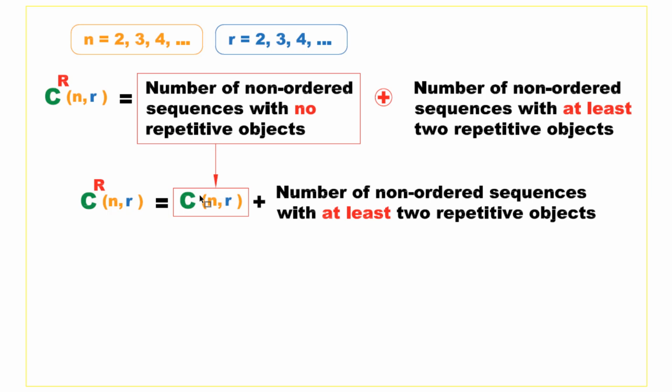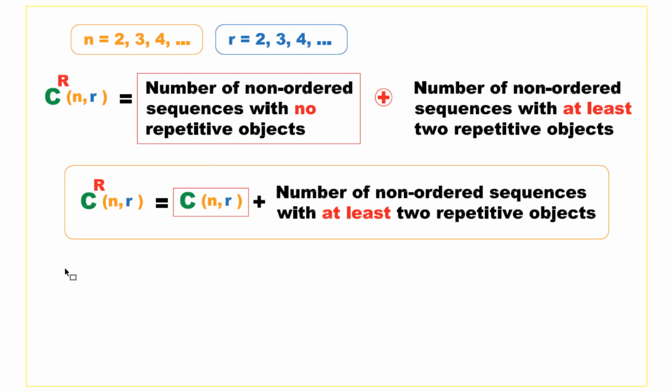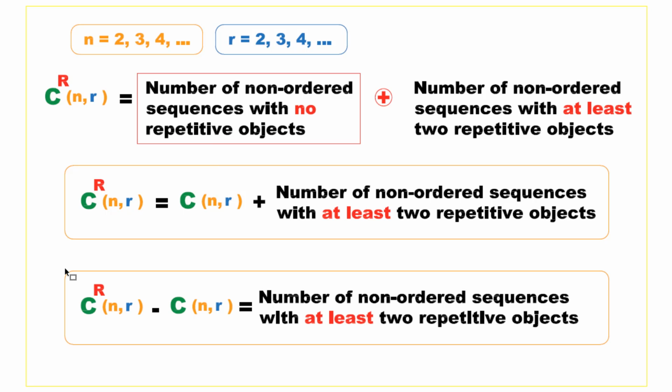So this portion here is always combination without replacement, and now we have a relation between combination with and combination without. So combination with is equal to combination without plus the number of non-ordered sequences with at least 2 repetitive objects. Or we can write that in a different way: combination with replacement minus combination without replacement is equal to the number of sequences with at least 2 repetitive objects.